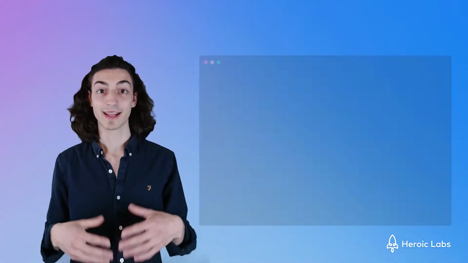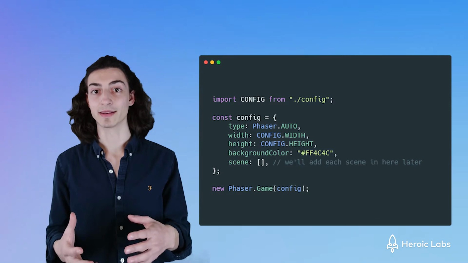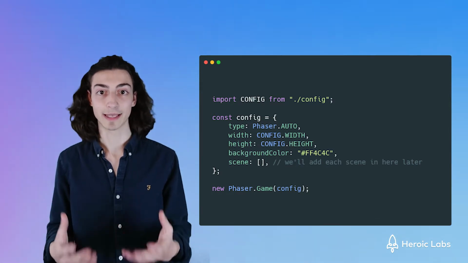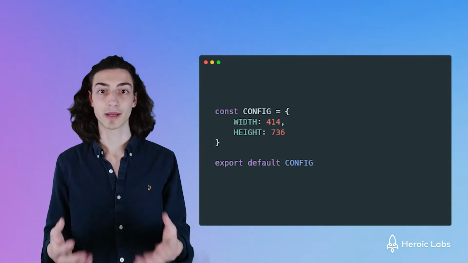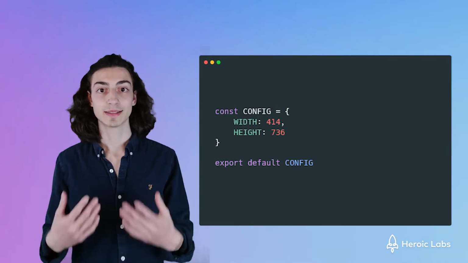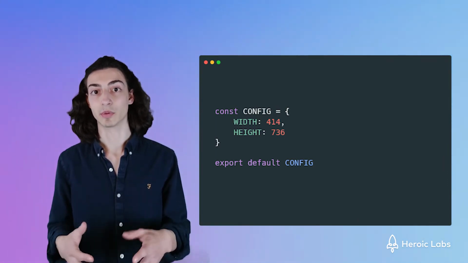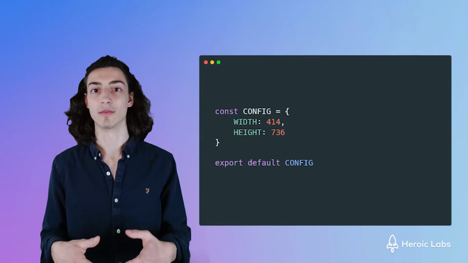So let's get started with the actual code. In our last episode, we went through how to set up the basic structure of our game using Svelte and Phaser. In our App.svelte, we're going to add in the Phaser config for our game. We'll also create a config.js file to keep in our settings for our game. And for this example, we're just going to have the width and the height of our canvas.